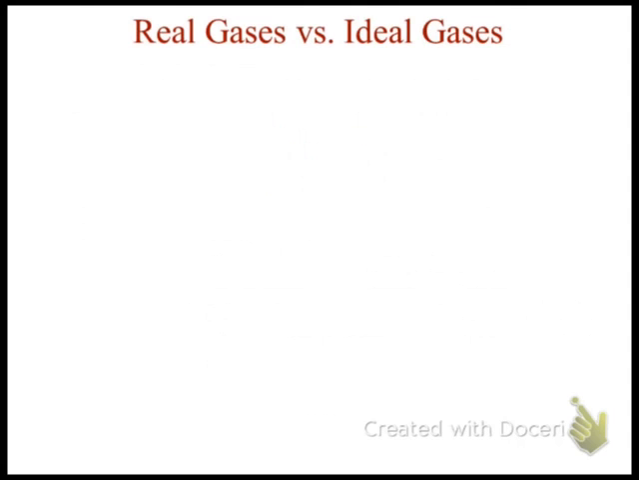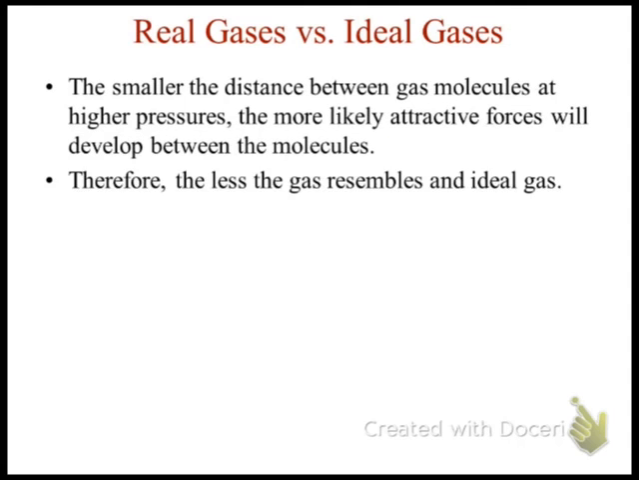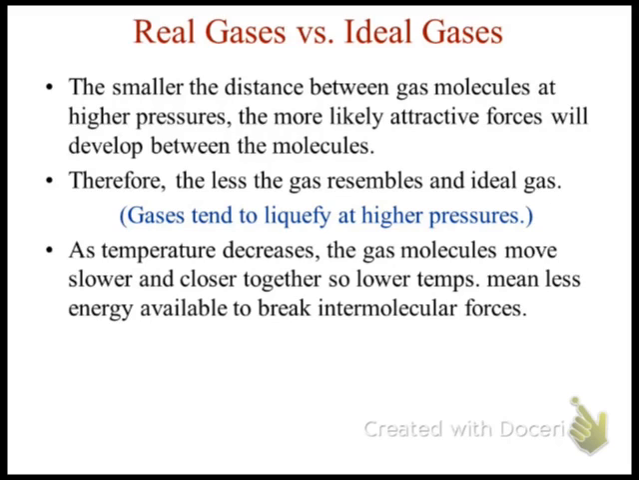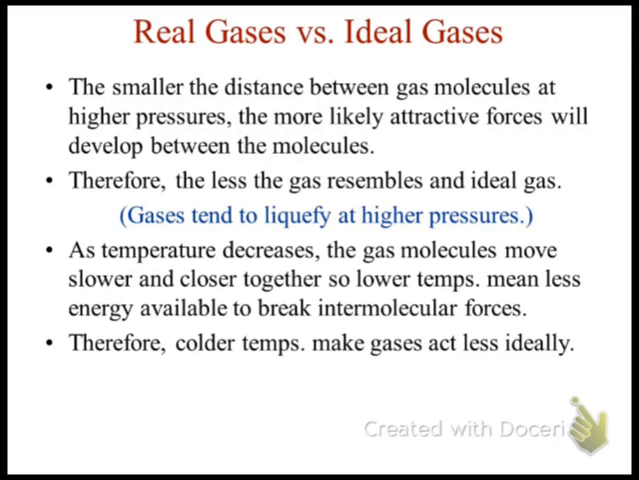Because with a smaller distance between gas molecules, attractive forces are more likely to develop. So when I change the volume, there's a better chance that those attractive forces will take place. A real gas does not resemble as much what we would want to happen, or an ideal situation. So when the temperature decreases, they move slower, closer together, and more intermolecular forces can form, including London dispersion forces.